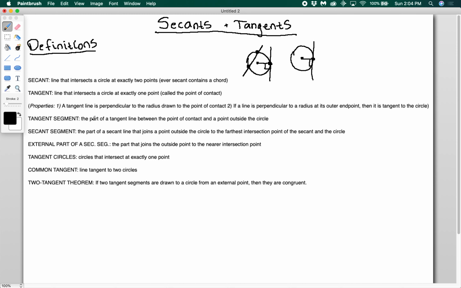A tangent segment is the part of a tangent line between the point of contact and a point outside the circle. So if I drew a circle and I have a tangent line like this, and let's say I have another point out here, this would be a tangent segment right here.